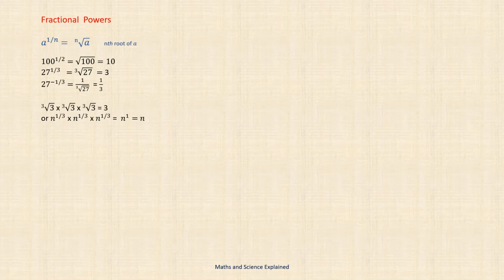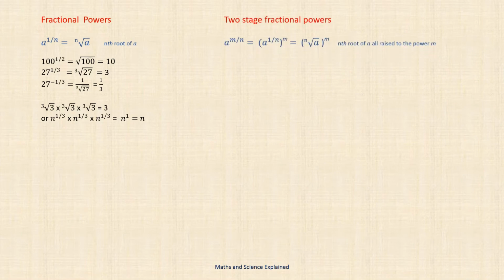Let's now move on to two-stage fractional powers. Any base a to the power m divided by n is equivalent to a to the 1 over n, all raised to the power m, which is the same as the nth root of a, all raised to the power m. An example should make this easier to follow.